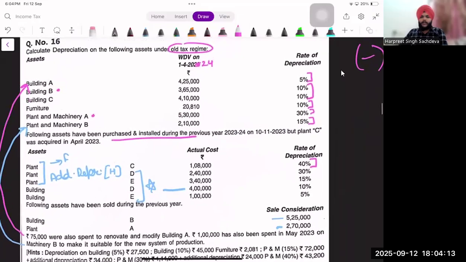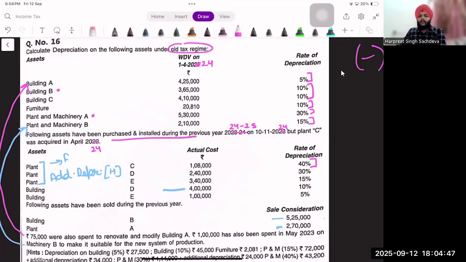Following assets have been purchased and installed during the previous year 2024-25 on 10th November 2024, but plant C was acquired in April 2024. Okay, Raja. Plant C, D, E and building D and E were purchased. Yes or no?